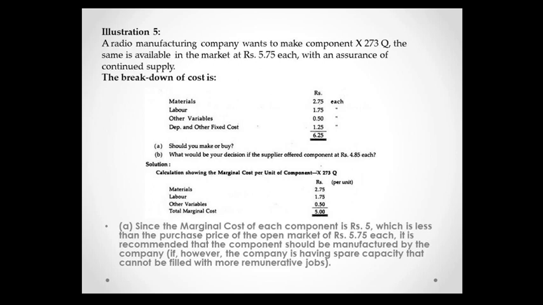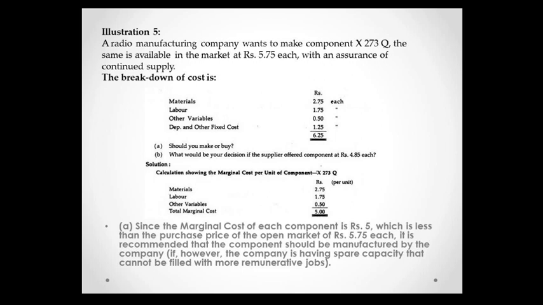Here a problem is given: a component is available in the market at rupees 5.75, but the cost to make the particular component is also given: material, labor, variable overheads, and fixed overheads. In application of the marginal costing technique, in all cases we have to ignore the fixed cost. So we have taken the material at 2 rupees 75 paise, labor at 1 rupee 75 paise, and the variable overheads at 50 paise. We are ignoring the fixed cost.